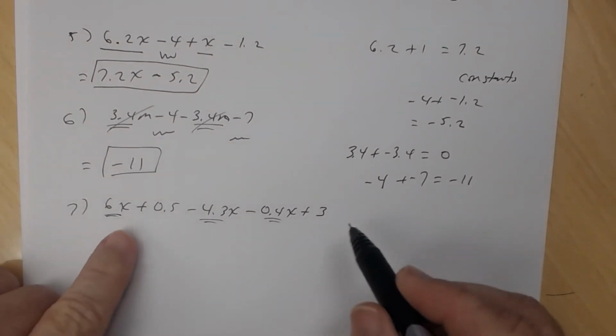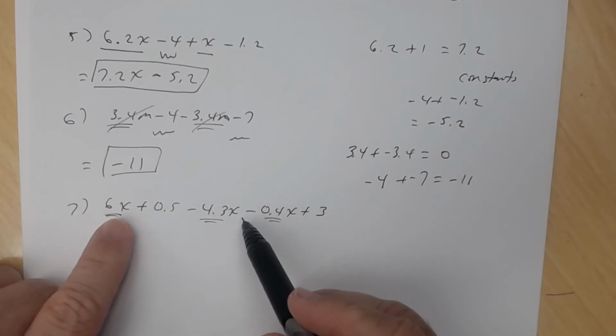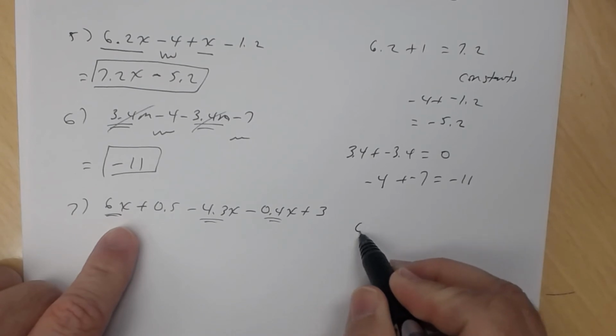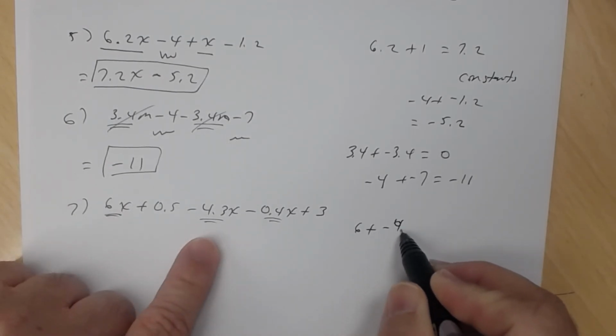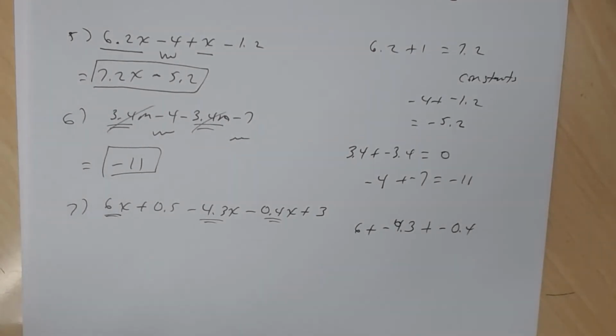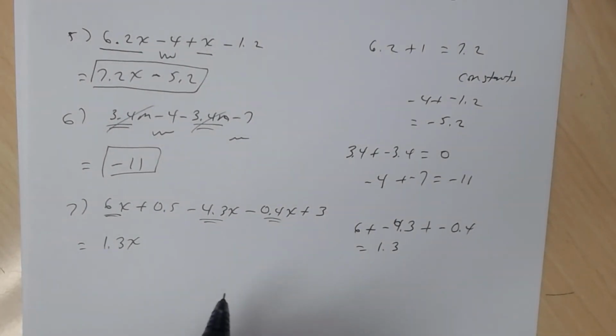When I combine those like terms, and those are like terms because they all have the same variable, and each of those x is being raised to the same power, I'm going to add their coefficients. So this is 6 plus a -4.3 plus a -0.4. When I use a calculator and add those numbers, 6 minus 4.3 minus 0.4 gives me 1.3. So this becomes 1.3x.